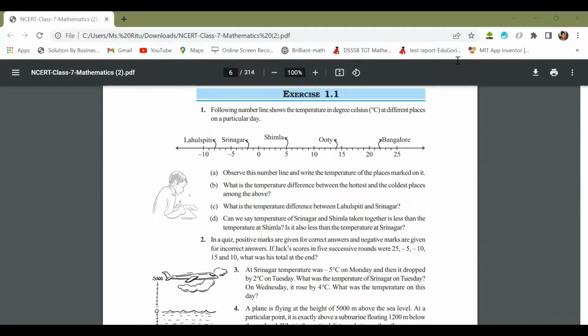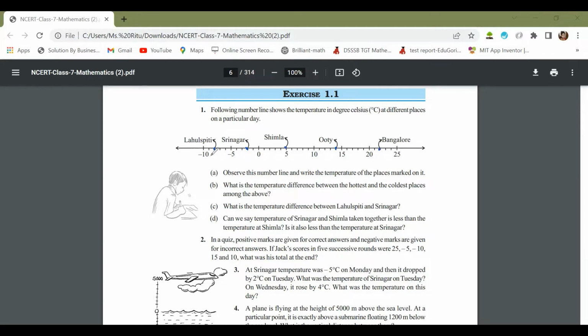The following number line shows the temperature in degrees Celsius at different places on a particular day. So we have a number line over here in which we have the places and the temperatures. What we have to do in the first part is observe this number line and write the temperature of the places marked on it. So we have to tell the temperature of these 5 places.